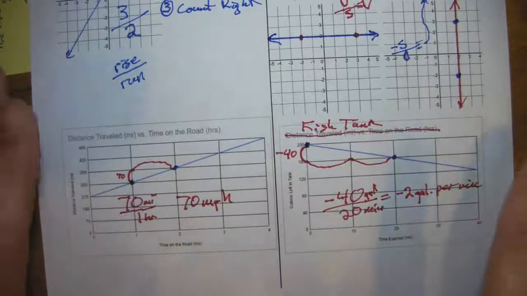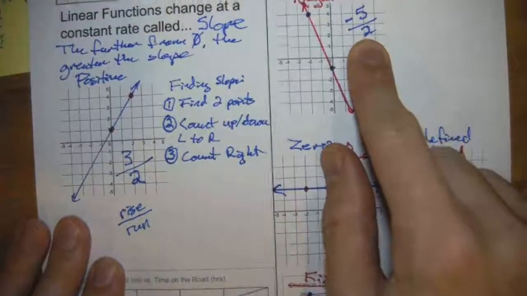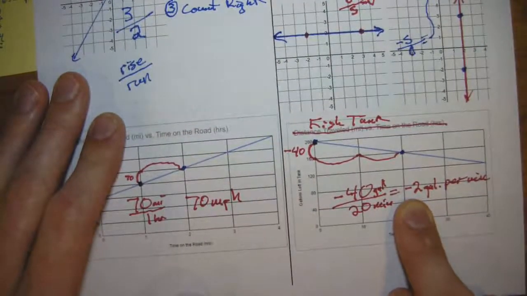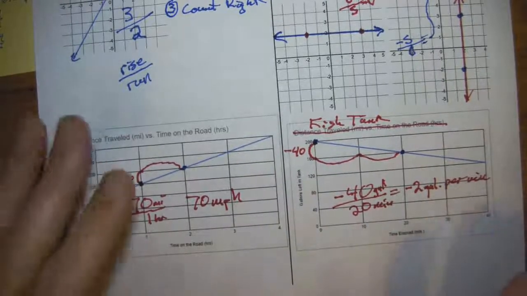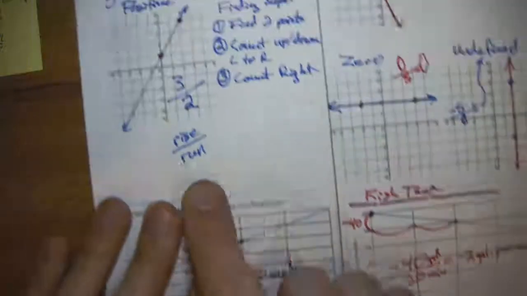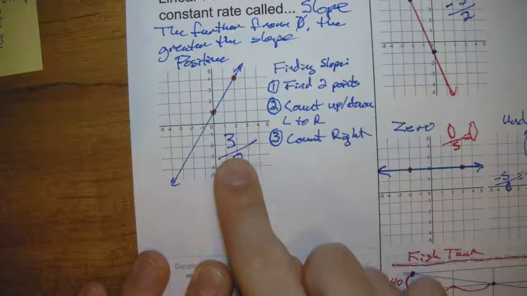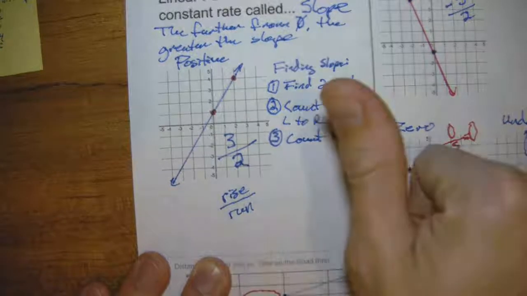So we can write fractions, or slope rather, as a couple things. We can write it as a fraction, like negative 5 over 2, or we can write it as a whole number, like negative 2. What we want to steer away from is writing it as a mixed number. For example, here, I don't want to rewrite this as 1 and 1/2. I'm going to keep it as 3/2. This is one time where improper fractions are okay.